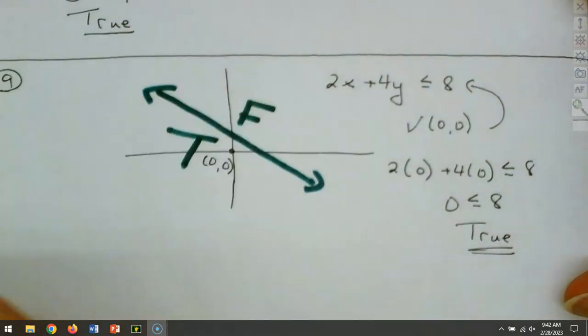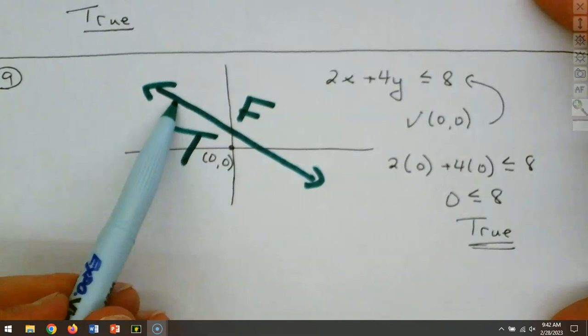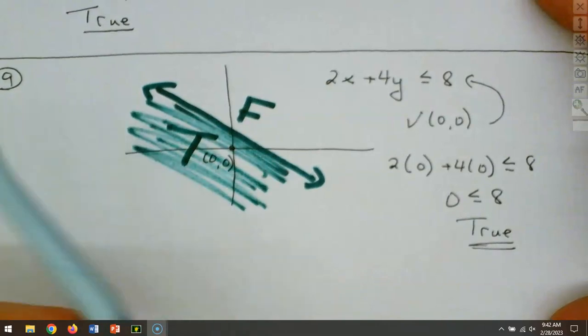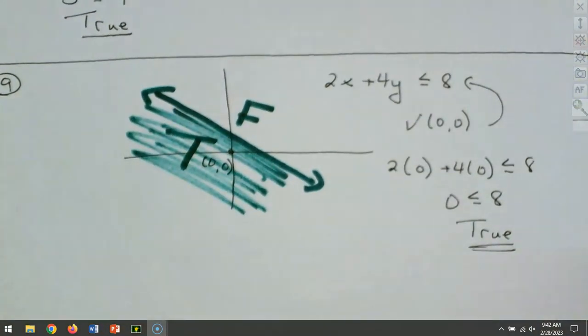The line splits it in half. So this half is true, this half is false. Where do we shade? We shade the true half, which in this case is going to be below the line. And that's it. There are a couple of them like this, and there are a couple of them like 5 as well. But I wanted to just go over more of them to give you a nice review.